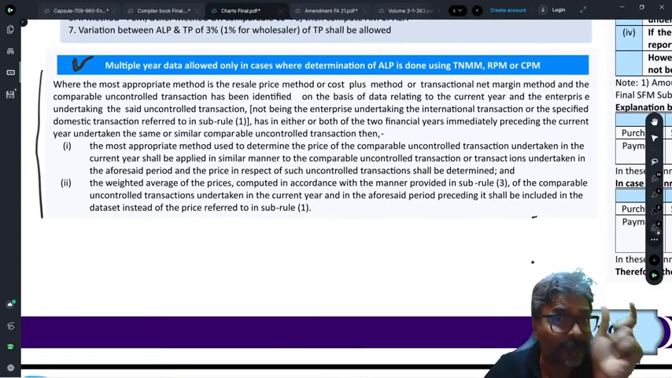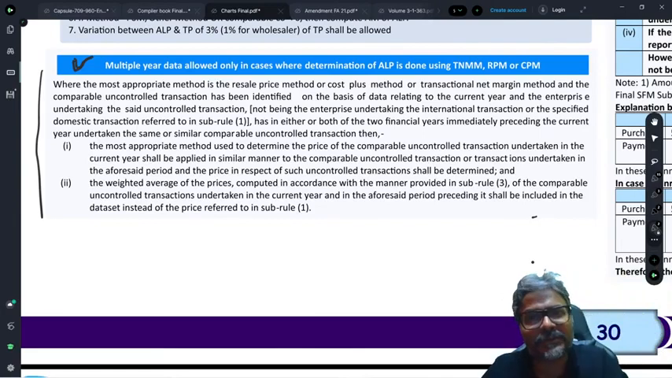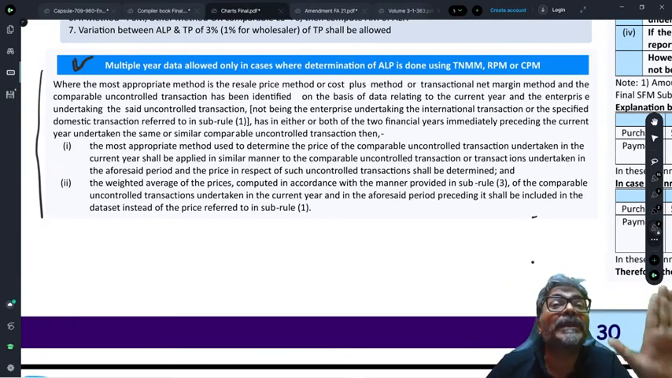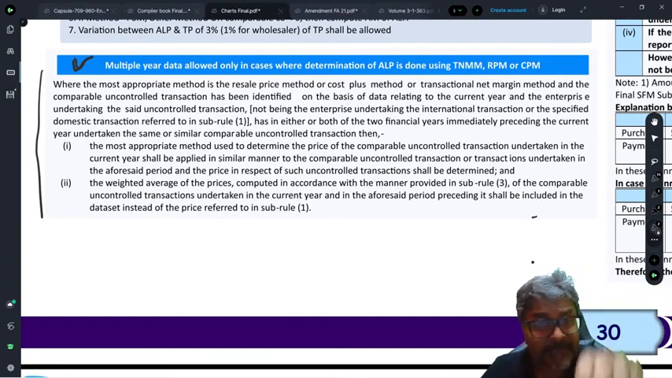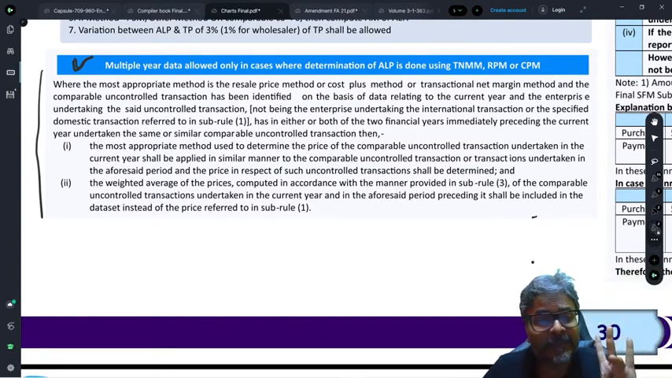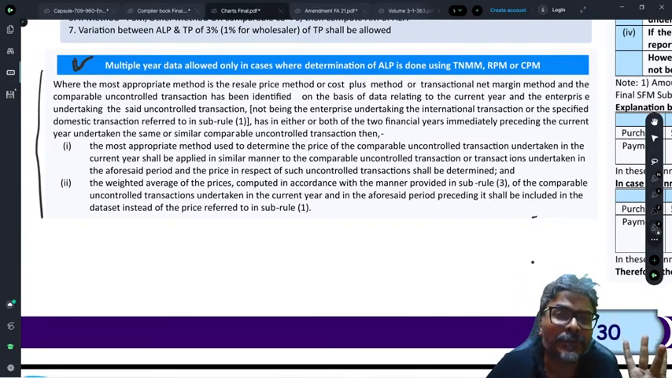The margin that we have to determine has to be the weighted margin, students, and ultimately that weighted margin is what will be considered for the determination of the ALP in these particular three methods. Which three methods? The resale price method, cost plus method and transaction net margin method.